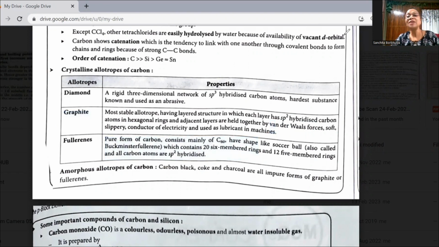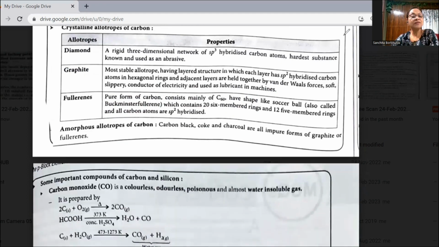I think I don't have to tell you much, but these are the few things that you can just go through, pause, read it. You must be knowing about fullerenes, no? That it forms 60-membered carbons, like it was designed, and it looked like a soccer ball with alternating 6-membered and 5-membered rings. So amorphous allotropes of carbon are carbon black, coke, and charcoal, or impure forms of graphite or the fullerenes.